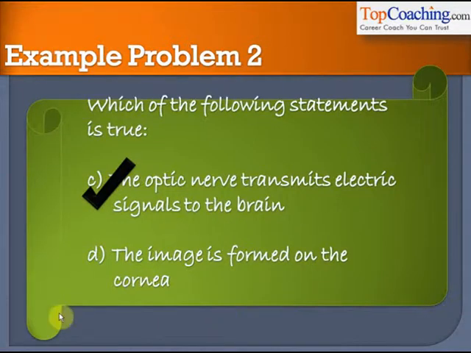The image is formed on the cornea. This option is wrong. The image is formed on the retina. The cornea is the portion of the eye through which light enters the eye, and it helps in refracting the light entering the eye, and helping it converge. So this option is wrong. So there you go. We've solved yet another problem.